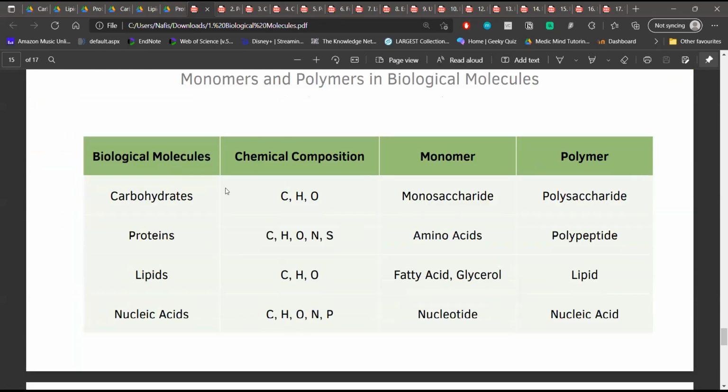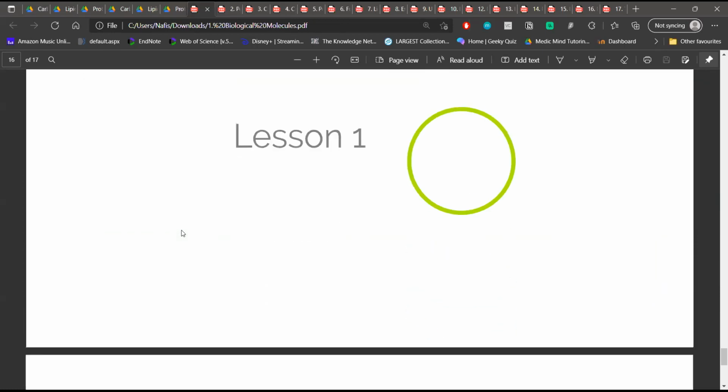This is a great table, or probably one of the best tables I would recommend learning. So I would definitely take a note of this in some way. The type of biological molecules and their chemical compositions, because usually there are multiple choice questions in exams that ask, okay, there is a molecule with sulfur in it, which type of biological molecule is it? And then you remember that it's a protein. Cool, I'm going to move on.